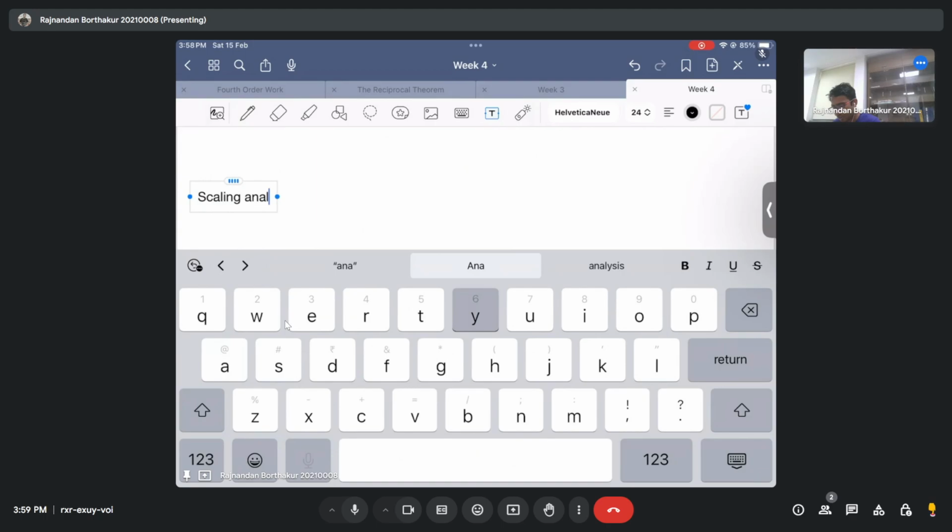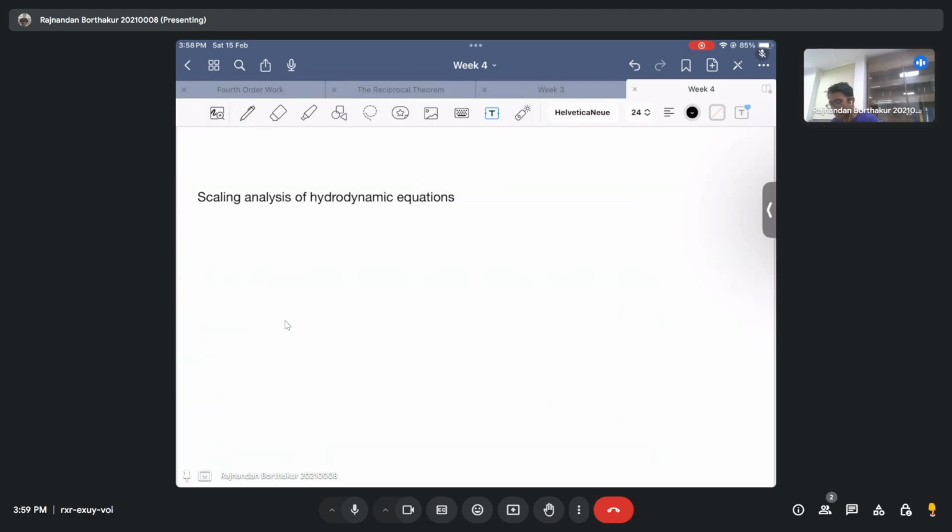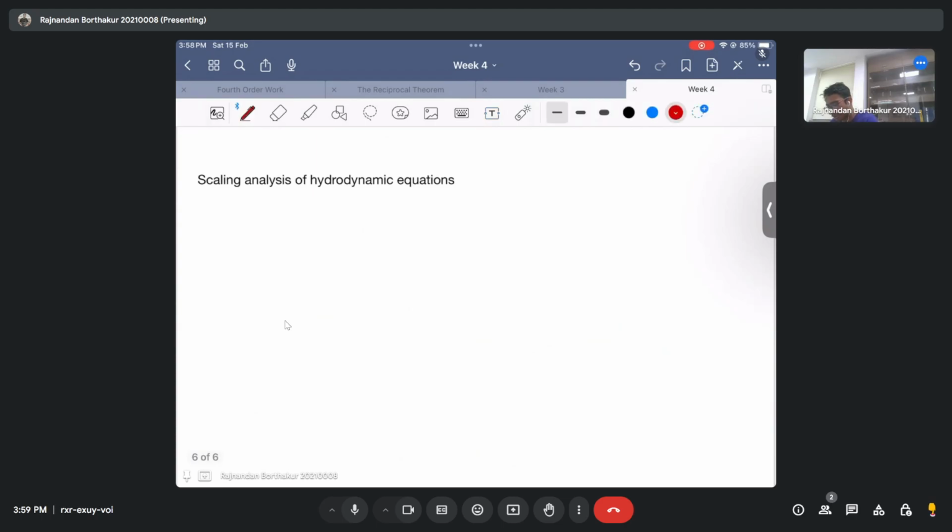Okay, but we will stop here for a couple of minutes just for you to digest what we have done so far and reflect on the analysis that we did. So I'll just write down the topic. We'll do the scaling analysis of hydrodynamic equations. Okay. So this is the second agenda for this session. But before starting this, I'll stop here for a couple of minutes.